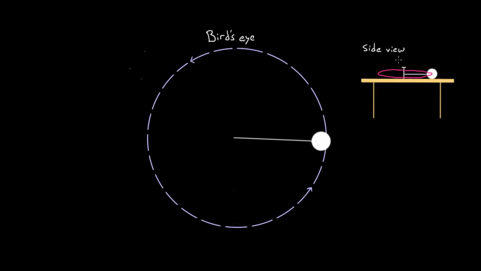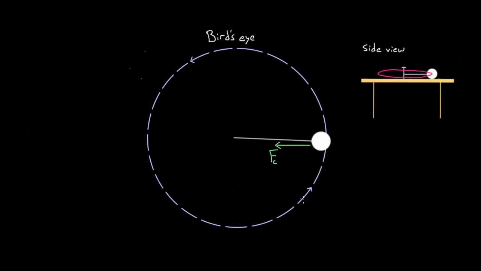So let me ask you this question. What force is causing this ball to go in a circle? Now, a lot of people want to answer that question with the centripetal force. They'd say that it's the centripetal force that points inward that causes this ball to go in a circle. And that's not wrong. It's the truth, but it's not the whole truth.